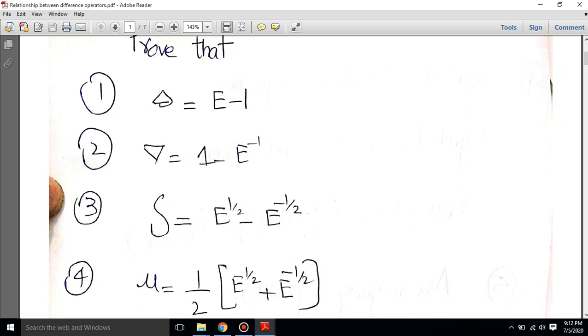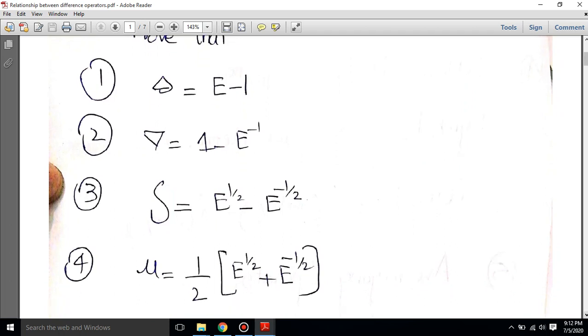Then we have to prove the second one, that the backward difference operator will be equal to 1 minus E to the power of minus 1. Remember, this E is the shifting operator. Then this one, I told you in our previous lecture, is the symbol for the central difference operator, and that will be equal to the shifting operator E raised to the power 1 by 2 minus E raised to the power minus 1 by 2.